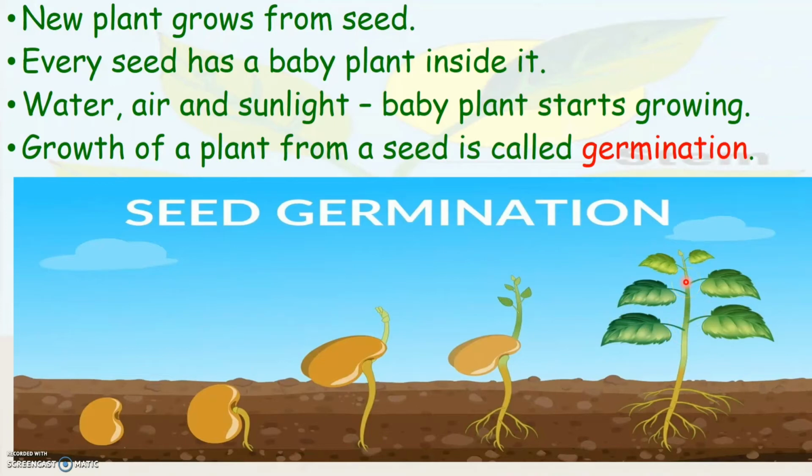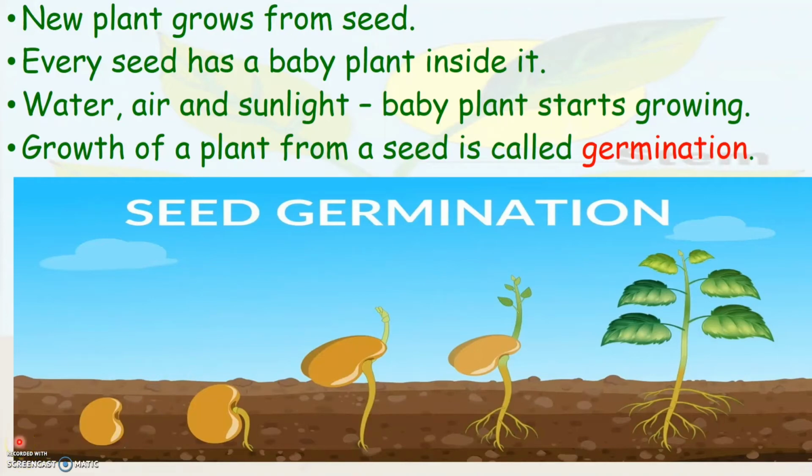Now you might be thinking, then why do all seeds not get converted into a new plant? This is because there are various conditions that affect the growth of a plant. If there is improper water, air or sunlight, or even if the soil nutrients are not sufficient for the growth of a seed, then new plants will not be formed.